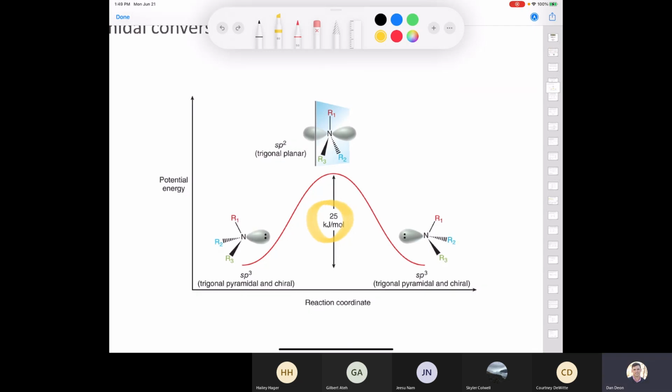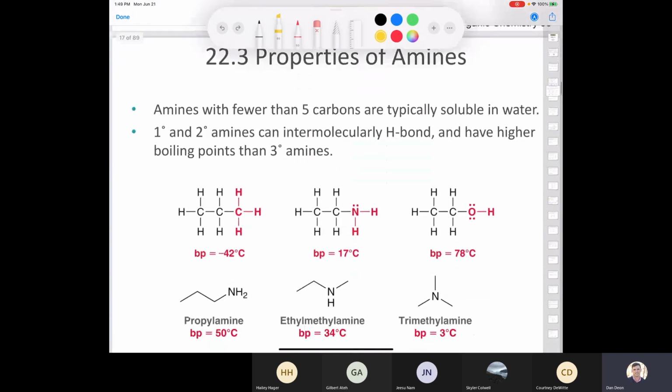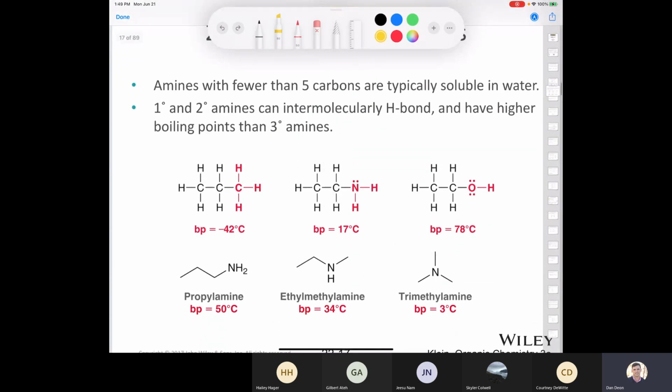Now, what about the solubility of an amine? Amines are capable of hydrogen bonding. It says here that amines that have less than 5 carbons are generally speaking going to be soluble in water. Primary and secondary amines, like I mentioned earlier today, can participate in hydrogen bonding, but they have higher boiling points than tertiary amines. Why? Because tertiary amines cannot participate in hydrogen bonding.